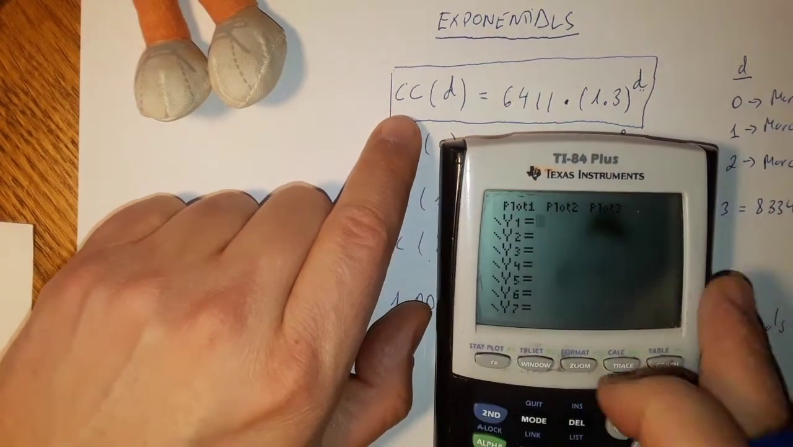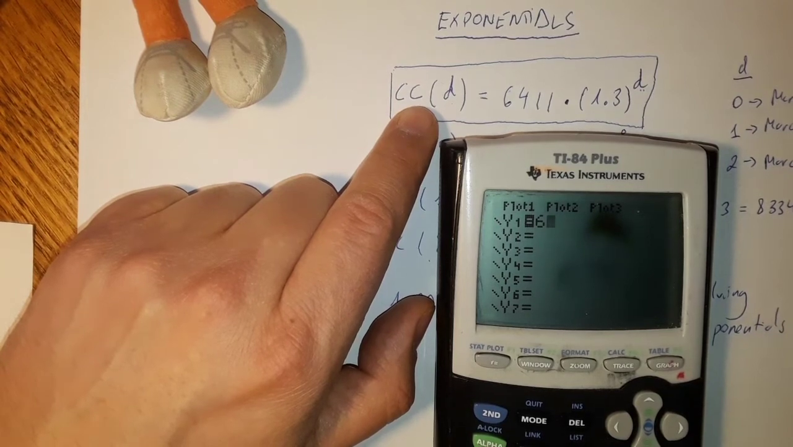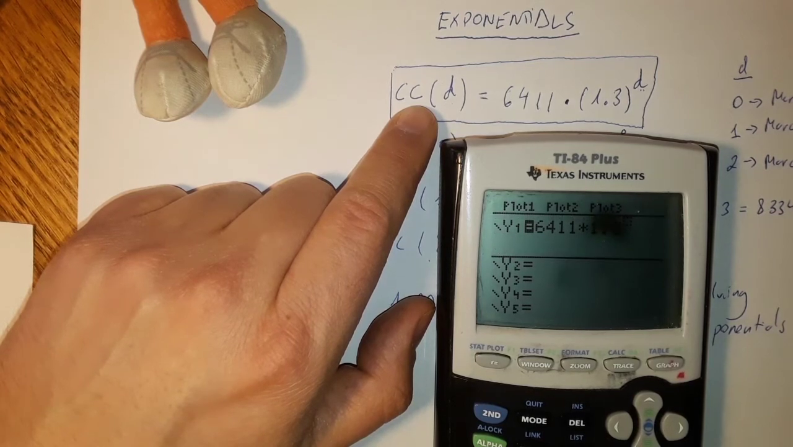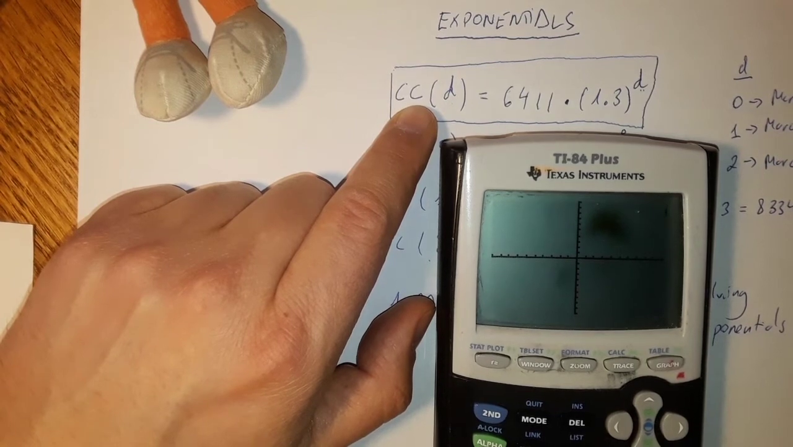So let's type this function in here, okay? So we have 6,411 times 1.3 to the power of x, okay? Good. And now this calculator can graph this function. Just thinking here, that takes a long time, trying to graph.